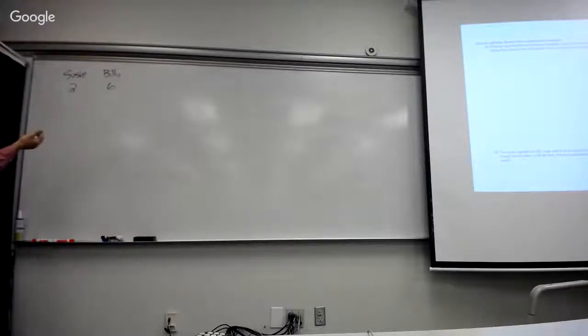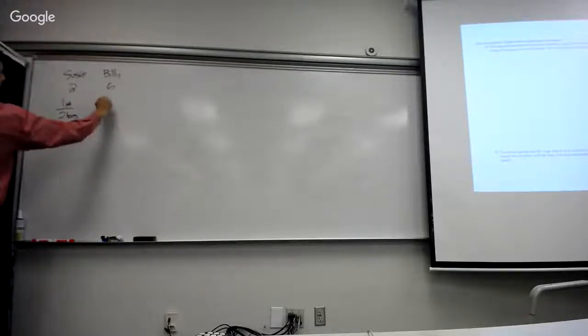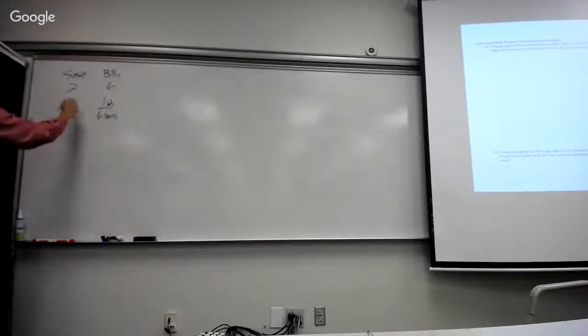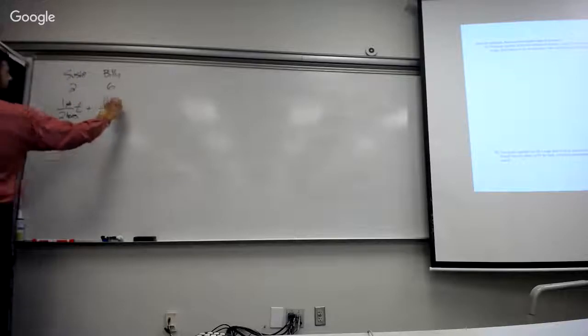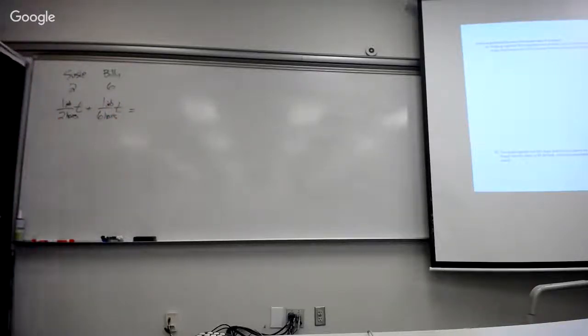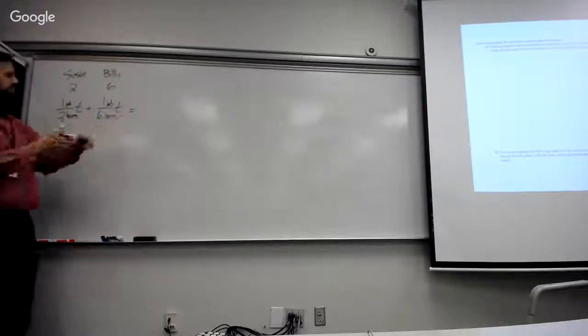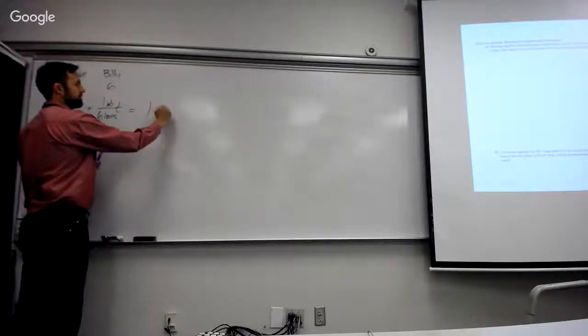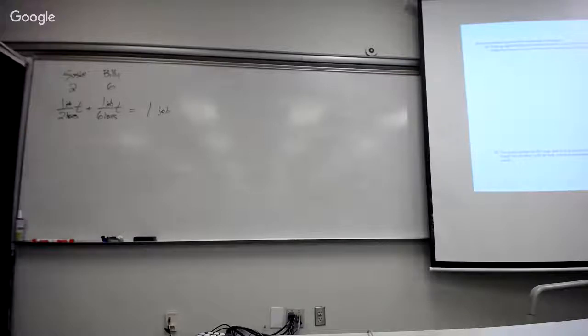Well, so now do you remember how we set it up? We did Susie can do one job in 2 hours, whereas Billy can do one job in 6 hours. And then what we did was we attached the variable t to both of them to account for how many hours have gone by since they started working. And then we set that equal to one job total. This was the setup we did before.